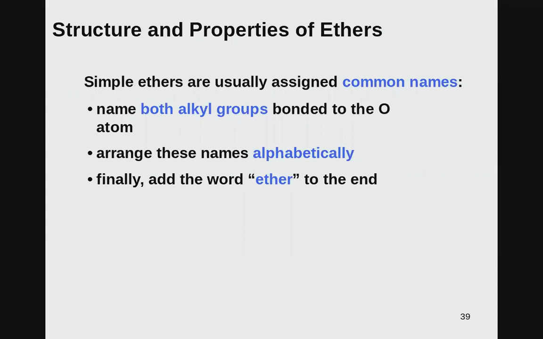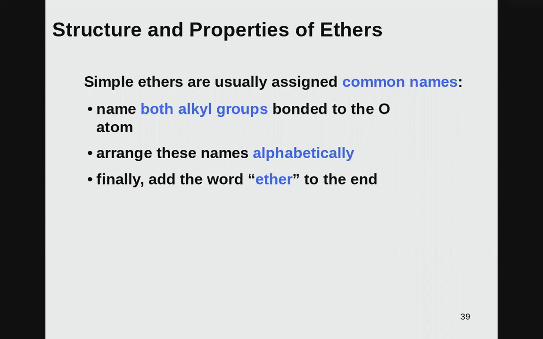And we saw this with alcohols as well. But we do name both of the alkyl groups, i.e. both of the R groups, so ROR, and we arrange them alphabetically. And then finally we have to add the word ether to the end. So in this case, we have ethyl methyl ether.